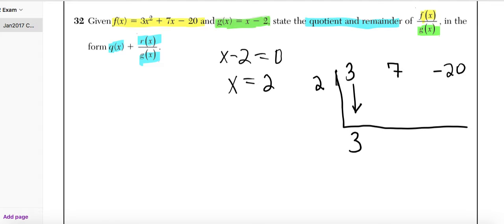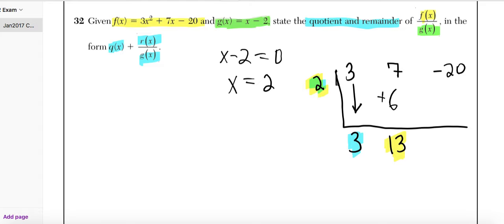You multiply the 2 by the 3. You just multiply instead of divide, and we get 6. And since it's positive 6, we're going to add. 7 plus 6 is 13, so we add instead of subtracting. Then we go ahead and we multiply again. We multiply the 2 by 13. It turned green because I mixed yellow and blue.